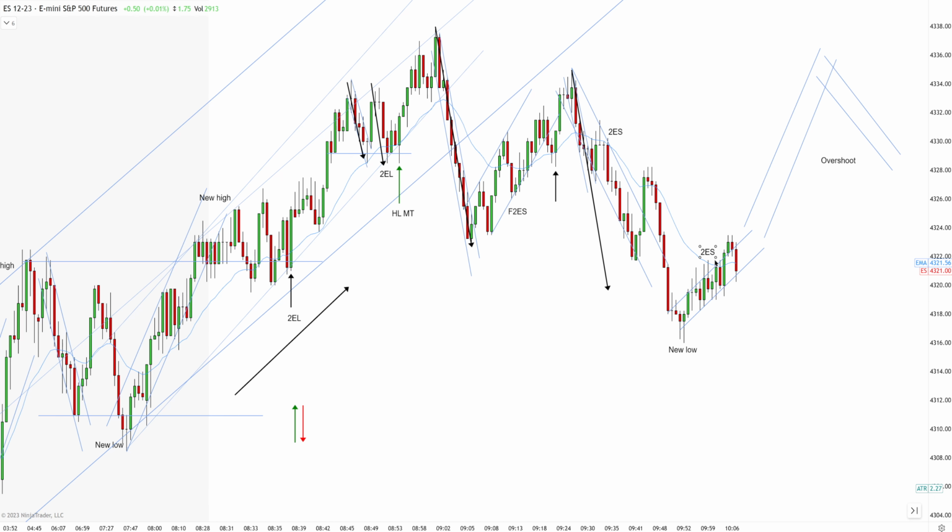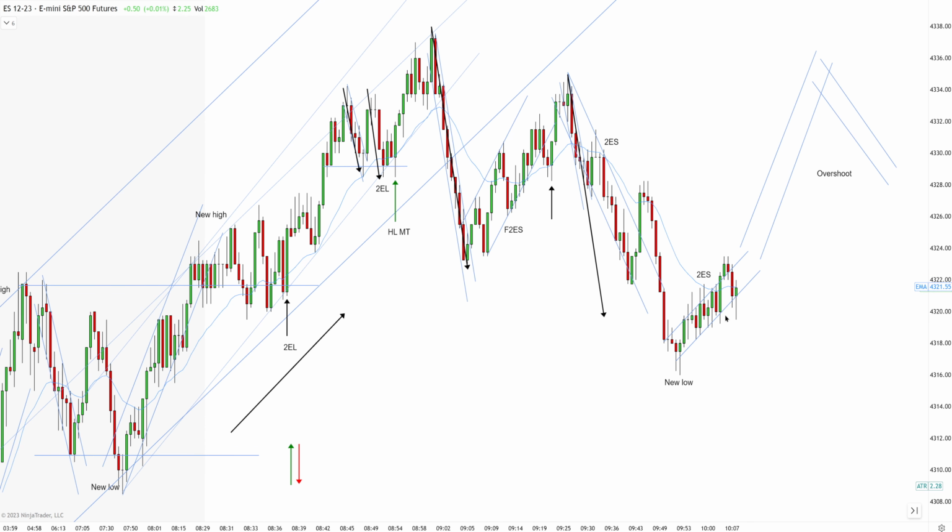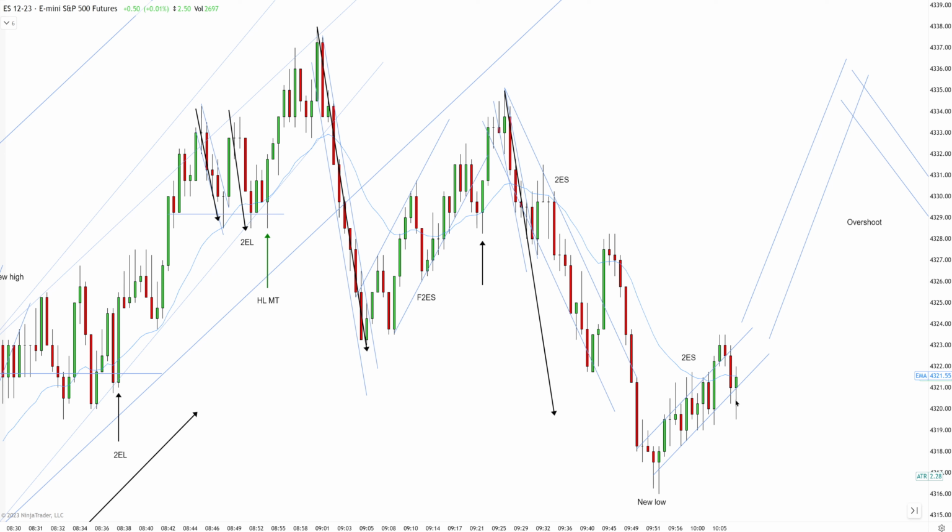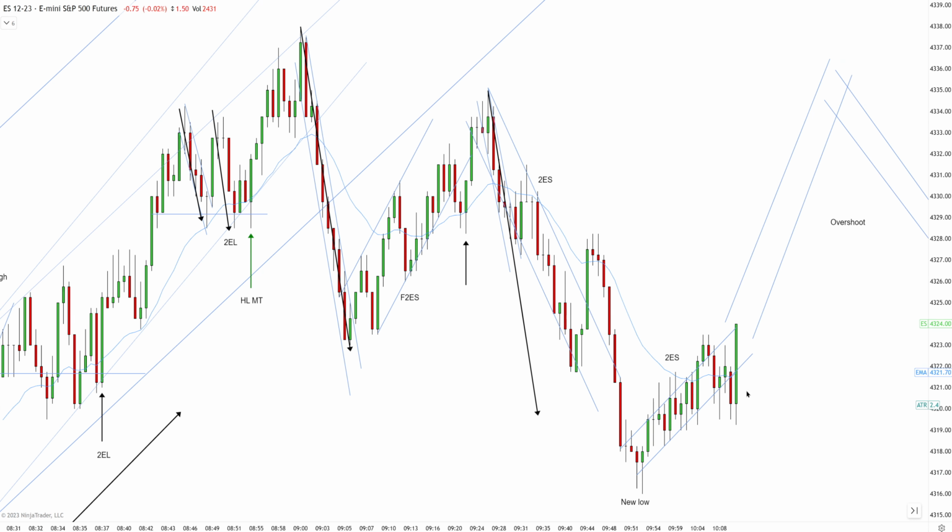We're still below EMA, a tempting setup here, but below EMA. Now once again, high low, again below EMA. Can we get a second entry long? We have a new high, first entry long, second entry long.